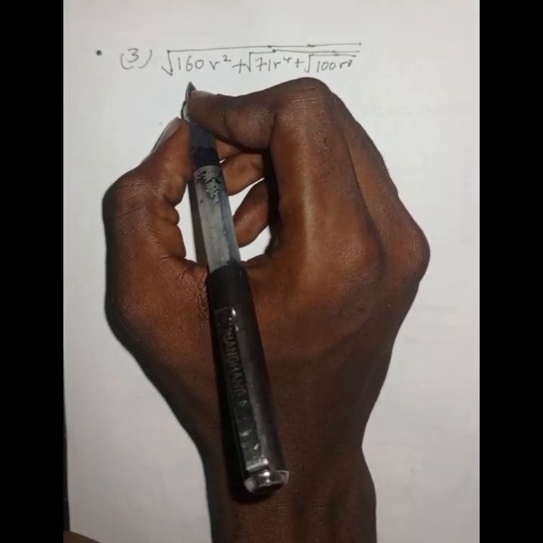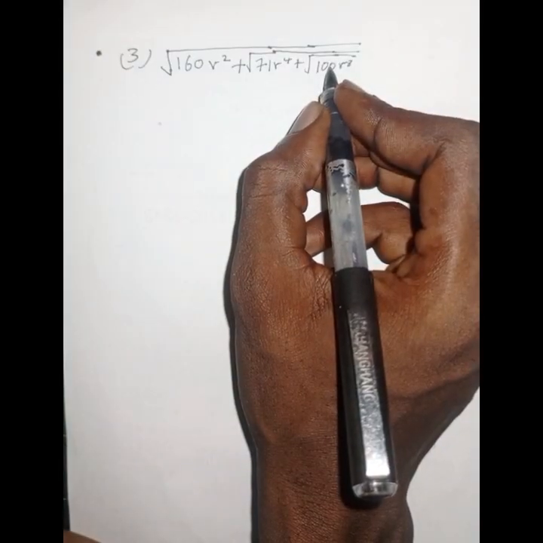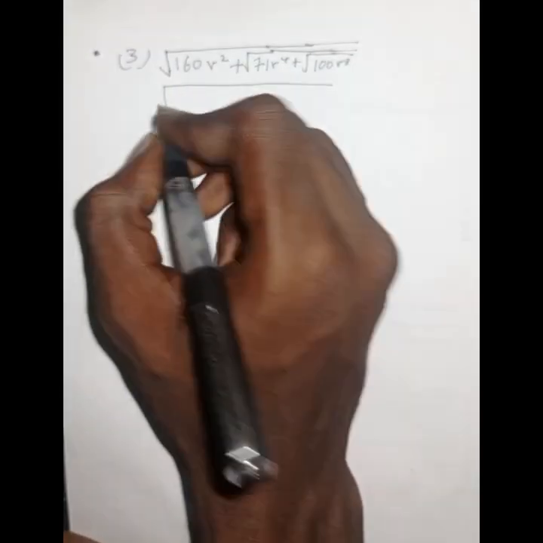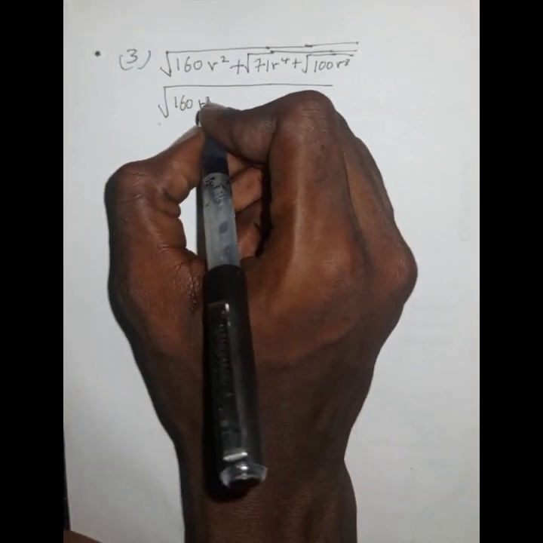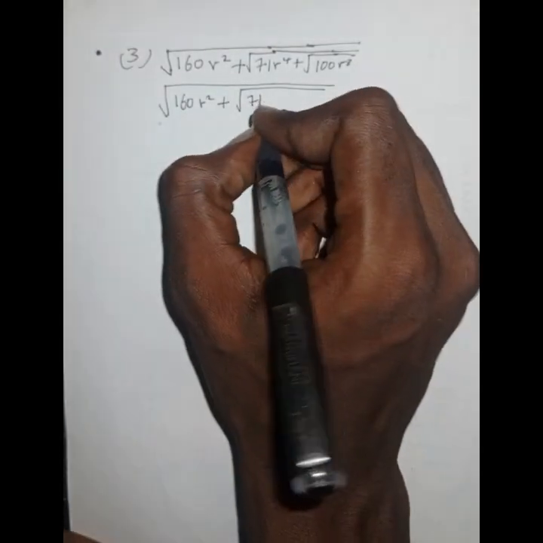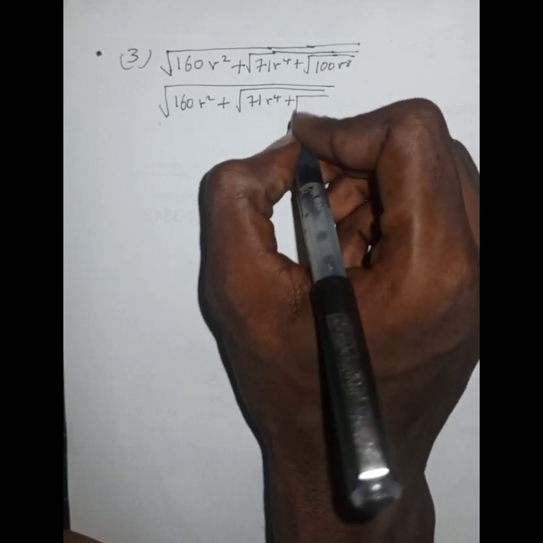Third question, we have the root of 160r raised to the power of 2 plus the root of 71r raised to the power of 4 plus the root of 100r raised to the power of 8. So quickly, to solve this, I'll start from this last root here. So I still have the bigger root of 160r raised to the power of 2 plus the root of 71r raised to the power of 4, then plus the root of 100.